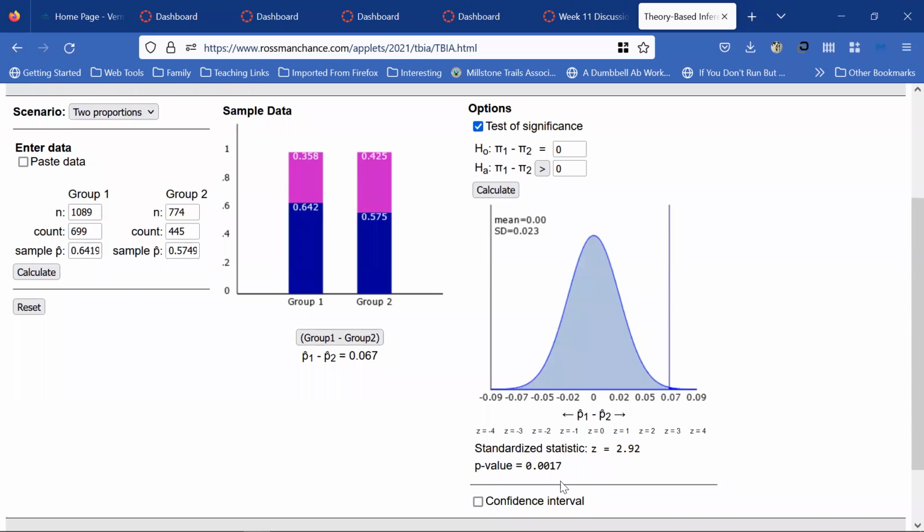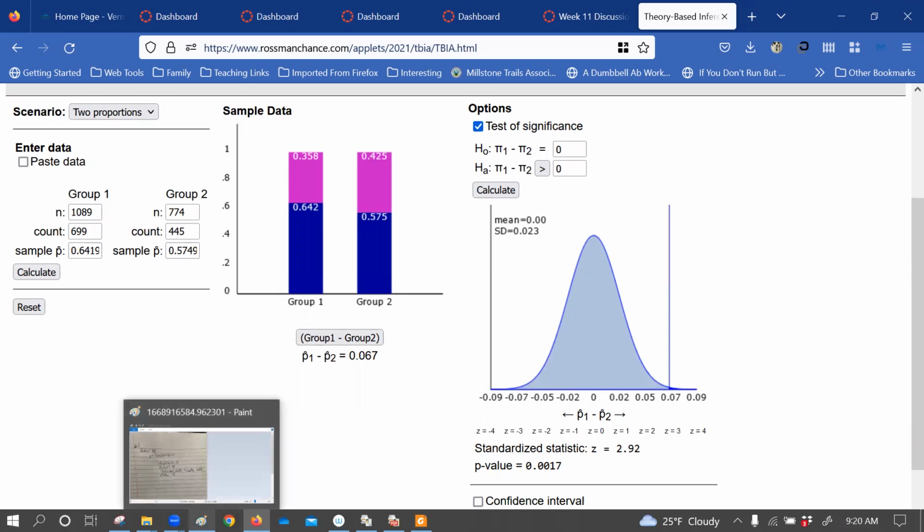There's the test statistic. There's the p-value. The p-value is small at the 5% level and at the 1% level. So in either case, we're going to reject H0. Okay, so you notice it's much easier. You don't have to do any calculation.